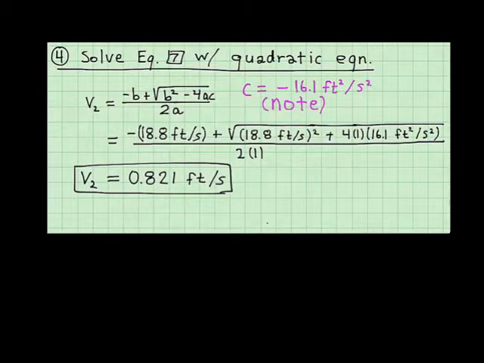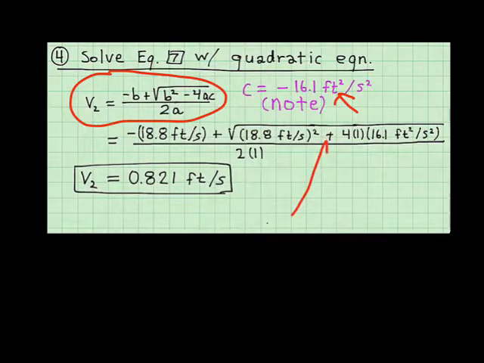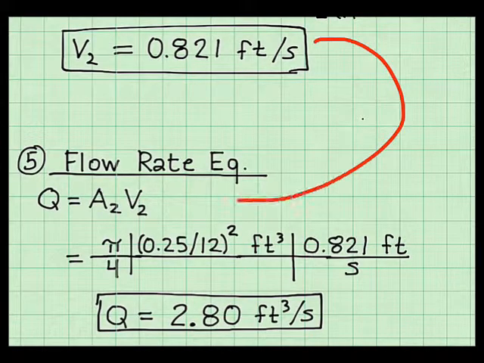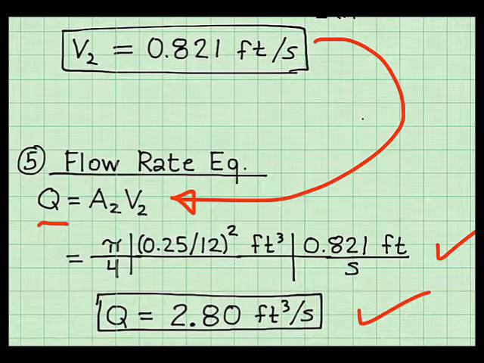Next, I solved equation 7 with the quadratic equation formula, and I noted that the constant C was minus, and that made this term right here positive, and I put numbers in there, checked units, and the velocity at the end of the tube came out to be 0.821 feet per second. Now that I know the velocity at 2, I can calculate the discharge with the flow rate equation. Here's the numbers, and the discharge works out to be 2.8 cubic feet per second.